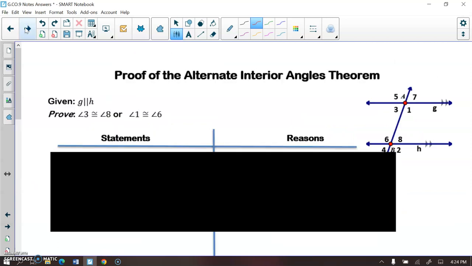All right, we are going to prove the alternate interior angles theorem. Angles 3 and 8 are considered alternate interior angles, and so are angles 1 and 6. We are just going to prove one pair of angles. I'm going to prove angles 3 and 8.